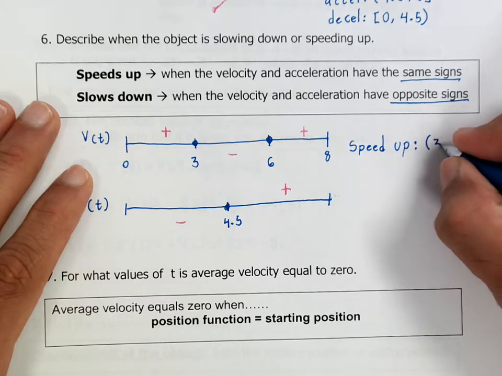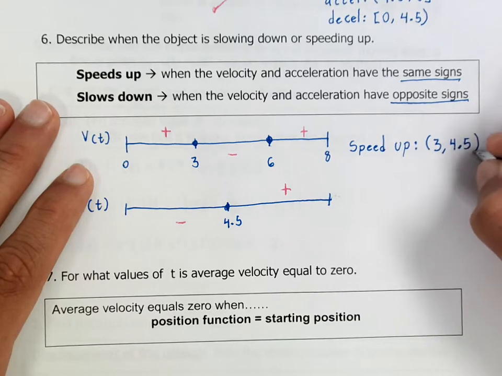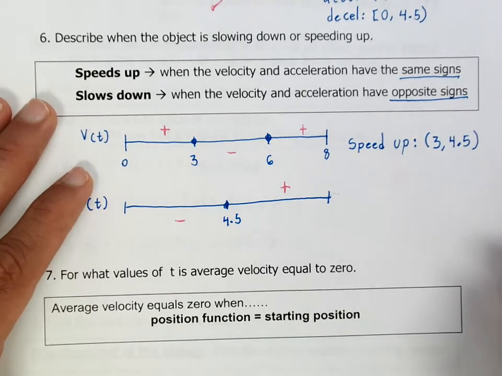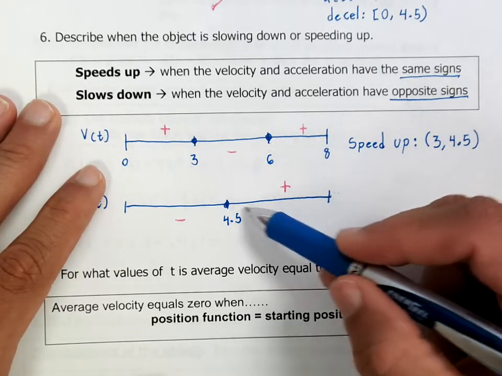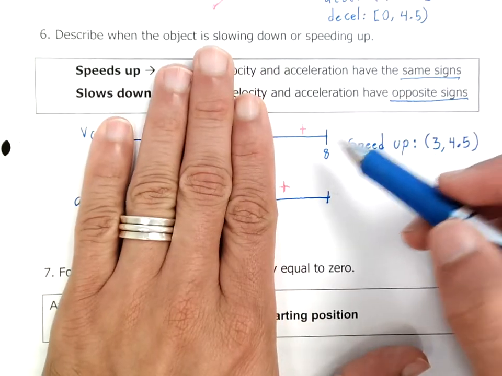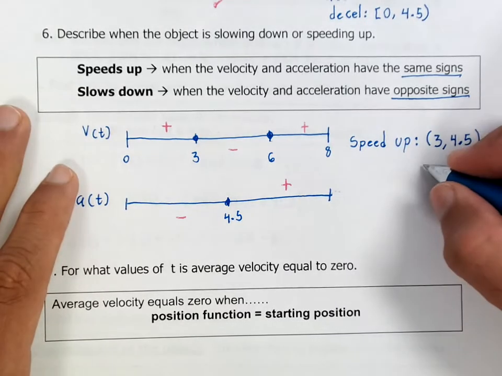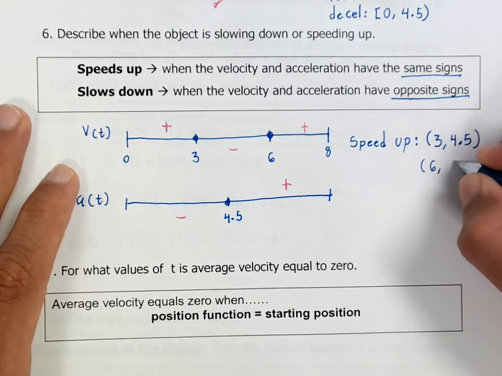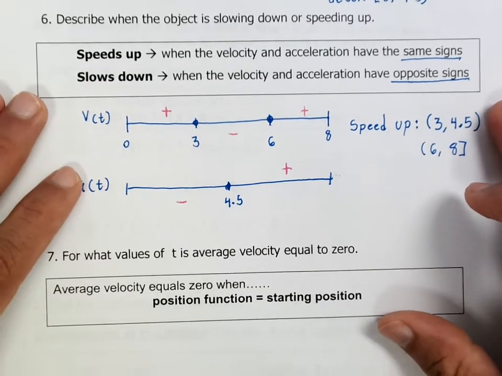between 3 and 4.5, it's also speeding up. This one's easier to see, I think. Between 6 and 8, both of these parts are positive. So right here, between 6 and 8, both of them are positive. So between 6 and 8, and including 8, they're speeding up.